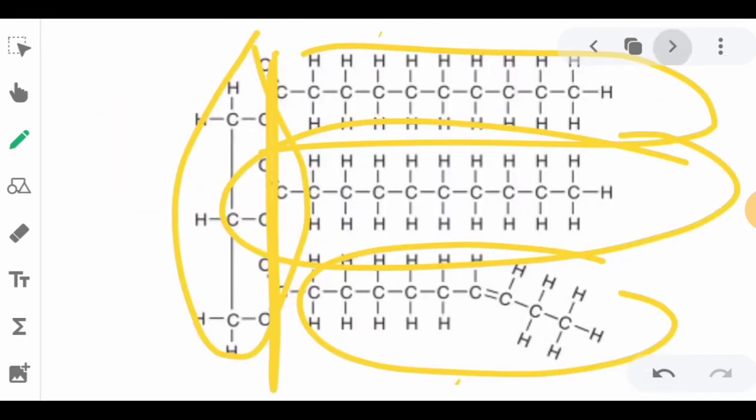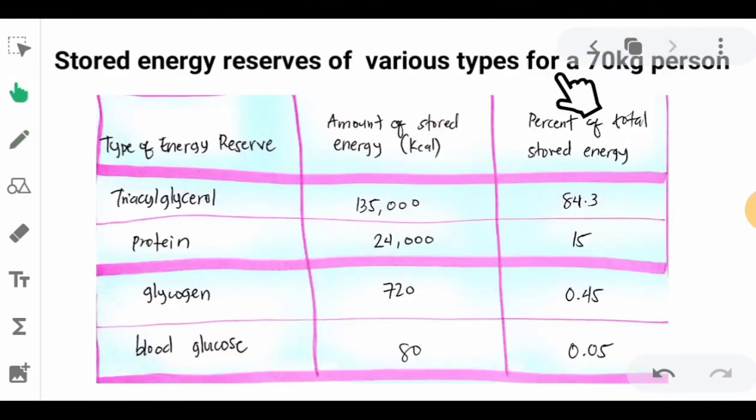And then I have here the stored energy reserves of various types for an average person of 70 kilograms. So this is the normal type of energy reserve. You have triacylglycerol, protein, glycogen, and blood glucose. The amount of energy stored in kilocalories is 135,000, 24,720, and 80. And then the percent of total stored energy is 84.3, 15, 0.45, and 0.05.